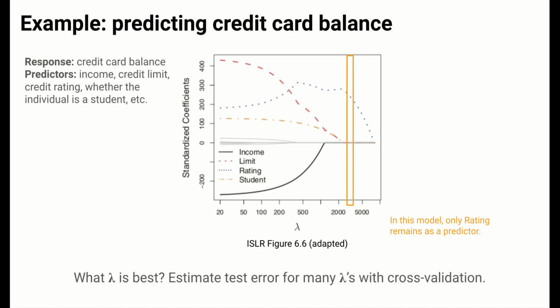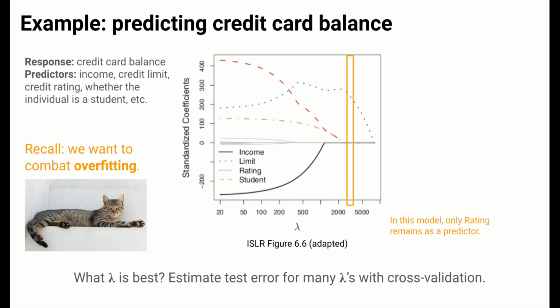How do we know which slice to choose? In other words, which lambda to pick? Well, for each lambda we can estimate the test error, the true error rate on new data, using cross-validation, and pick the lambda that gives us the lowest estimated test error. As a reminder, setting coefficients to 0 amounts to selecting a subset of variables to include, which is a way to combat overfitting. We can fight overfitting by not letting ourselves use weak predictors.